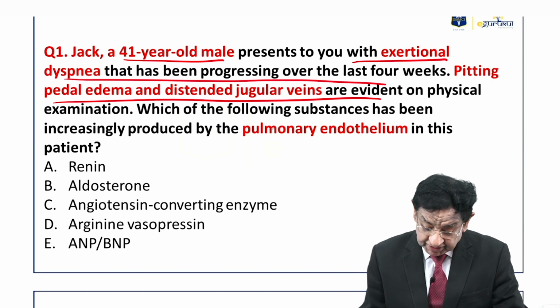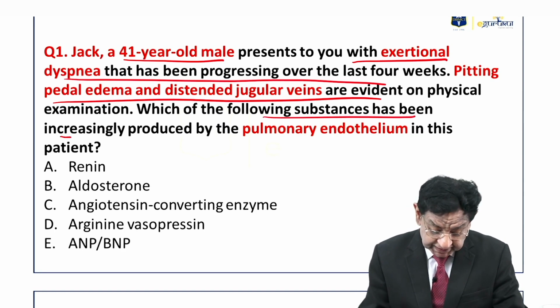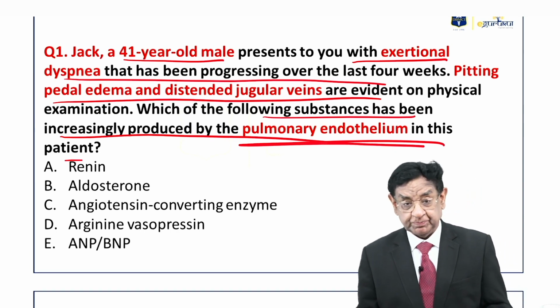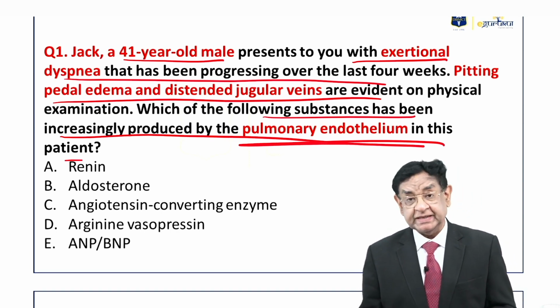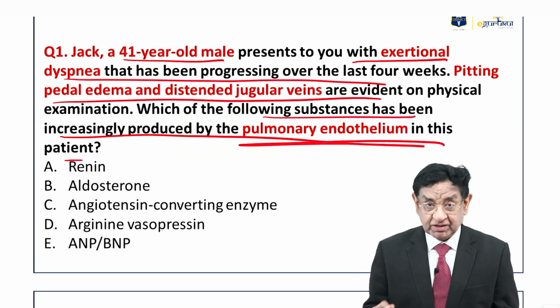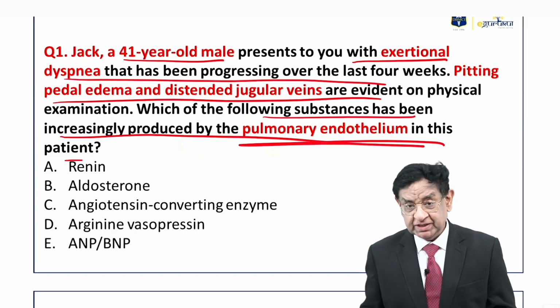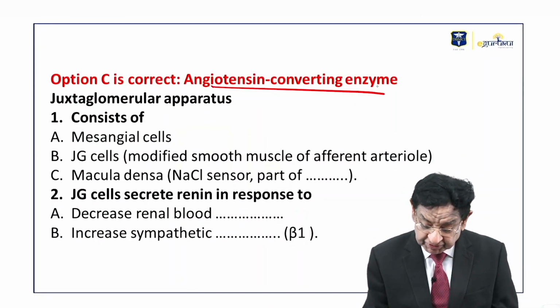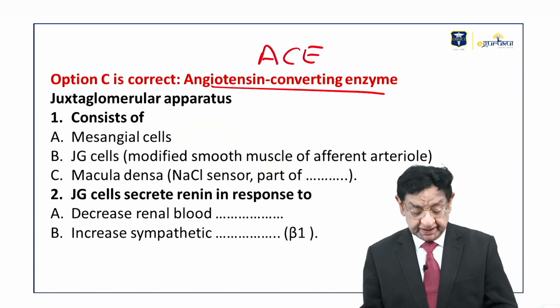Let's see. Which of the following substances has been increasingly produced by pulmonary endothelium in the patient? Options are there, and now you have to tell which of these substances is released from pulmonary endothelium. Well, the answer to this question is angiotensin converting enzyme, what we normally write as ACE.